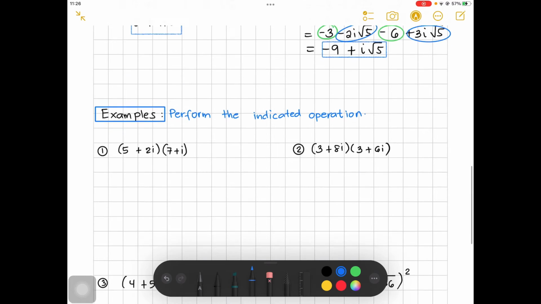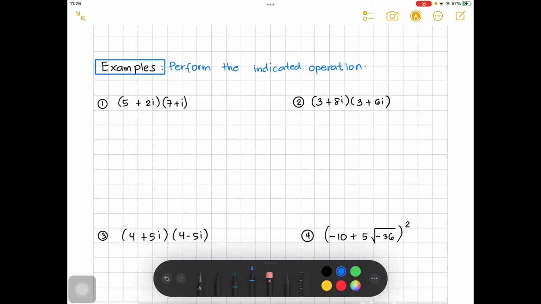Next, perform the indicated operation. So we have here multiplication. Since we are multiplying two terms by two terms, we use the FOIL method. This is the first, outer, inner, and last. 5 times 7, 35. Outer, 5 times i, that's 5i. Inner, 2i times 7, 14i. And last, 2i times i, that's 2i squared.